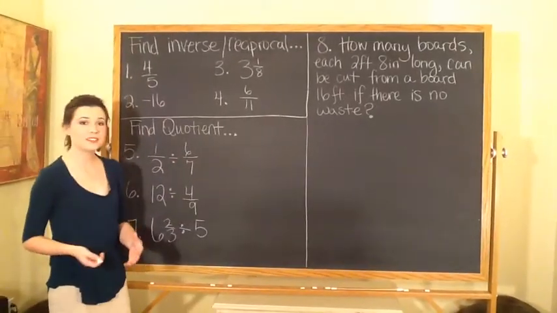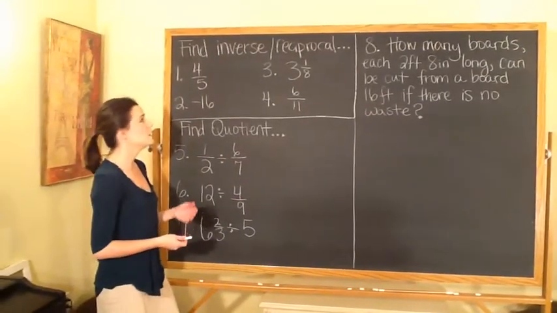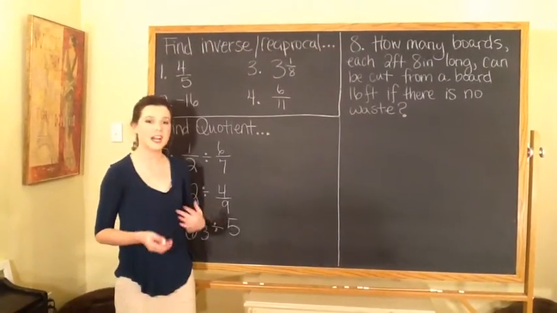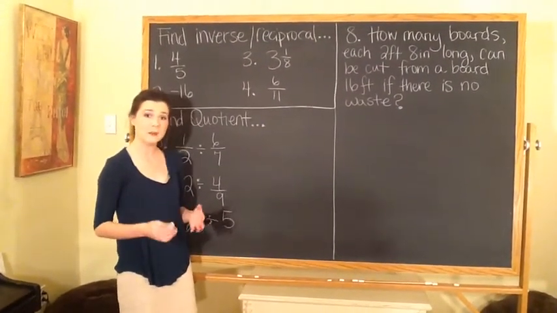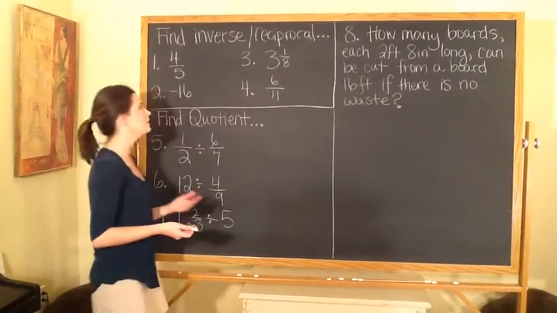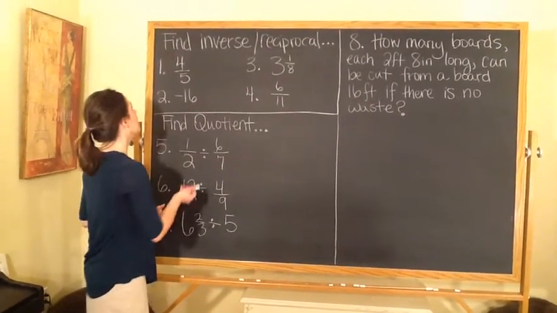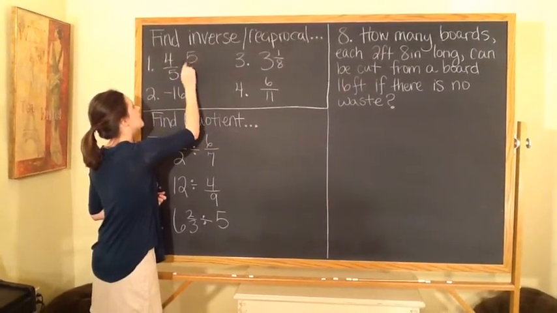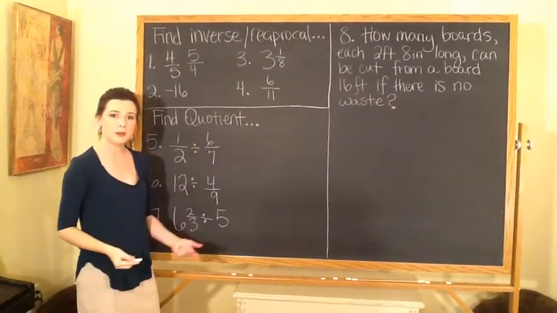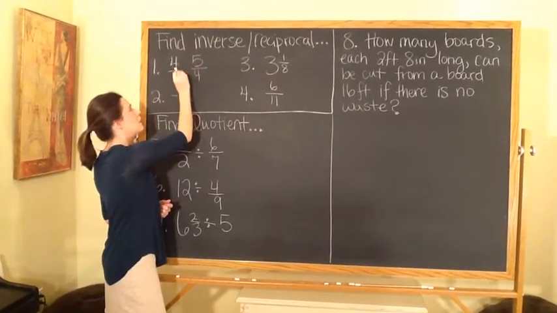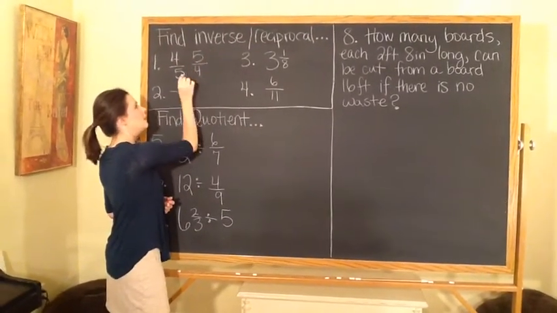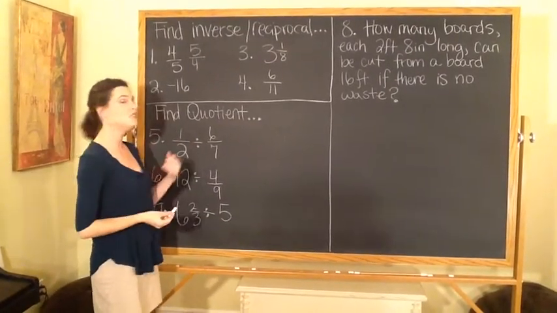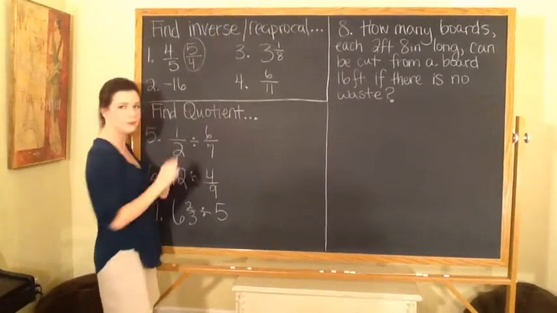These first 4 examples that we're going to do, we are going to find the inverse, or the reciprocal. We're not necessarily dividing or multiplying anything yet. We're just practicing finding the reciprocal, which is a pretty simple skill. For this first one, instead of 4/5, we will want the fraction to be 5/4 because we'll want to flip it around. If you multiply it across, 4 times 5 gives you 20, and 5 times 4 gives you 20. So 20 over 20 would be 1.